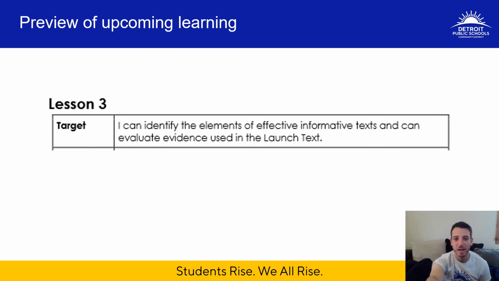Before we wrap up for today, I wanted to give a quick preview of the learning for tomorrow's lesson, lesson 3. The target is I can identify the elements of effective informative text and can evaluate evidence to use in the launch text. So you're going to go back to that launch text you read yesterday, and you're going to look for different elements of effective informative texts.